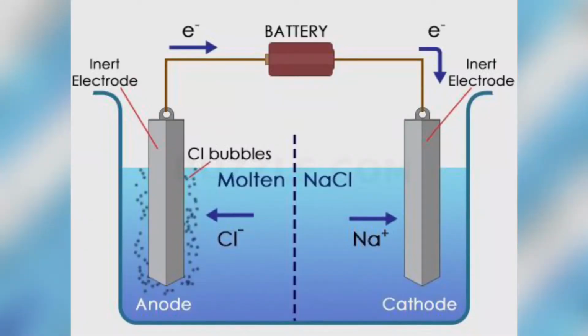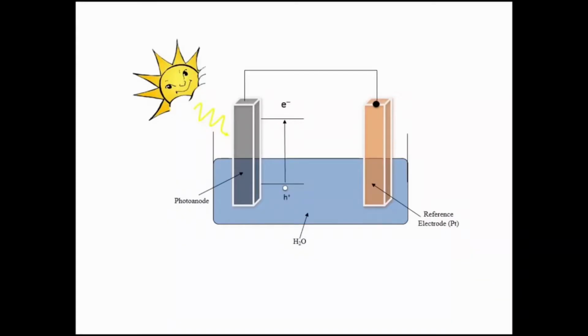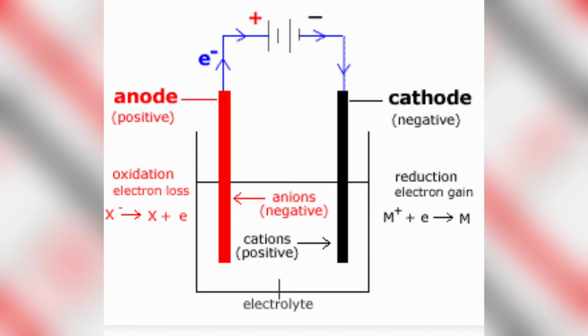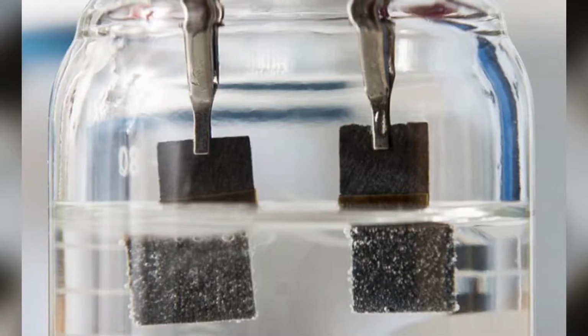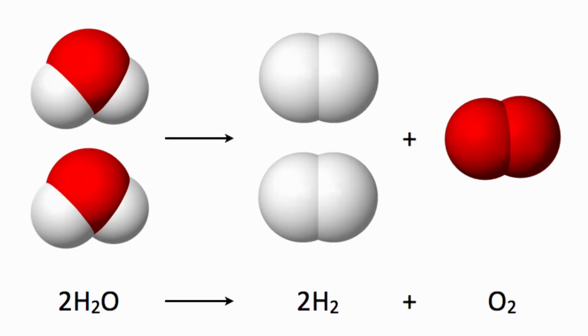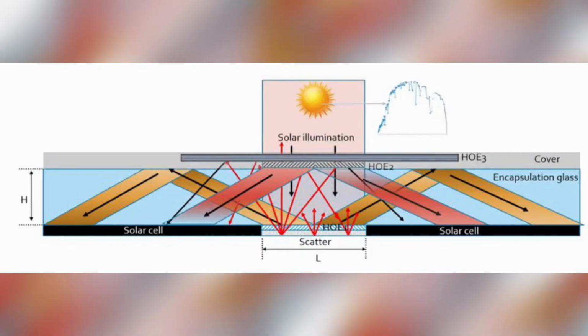A photoelectrolytic or photoelectrochemical cell, on the other hand, refers to a type of photovoltaic cell such as the one developed by Edmund Becquerel and modern dye-sensitized solar cells, or a device that directly separates water into hydrogen and oxygen using only sunlight.